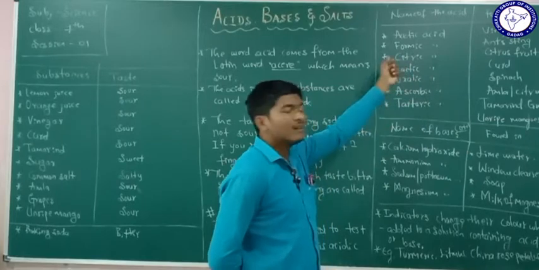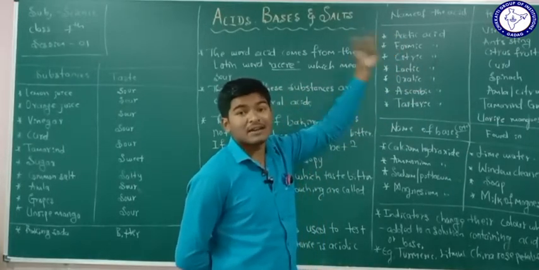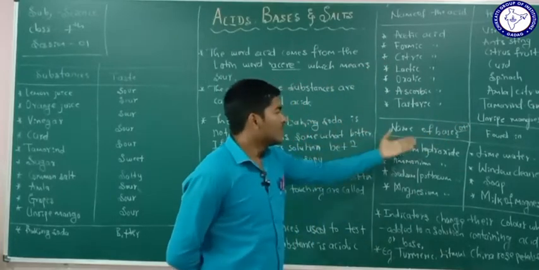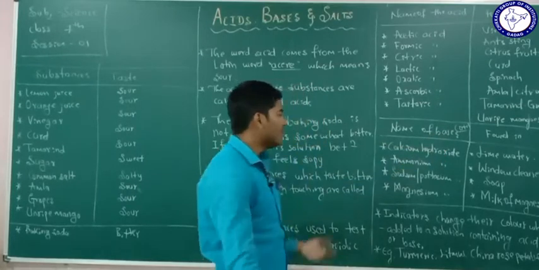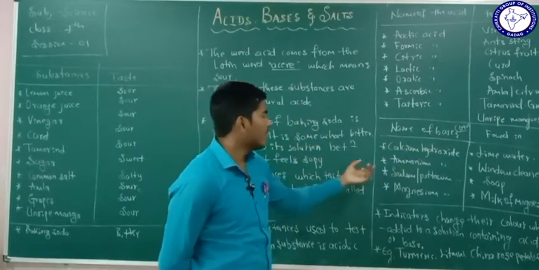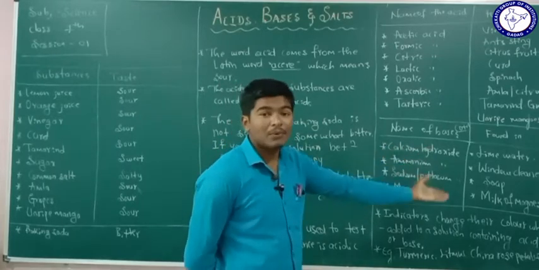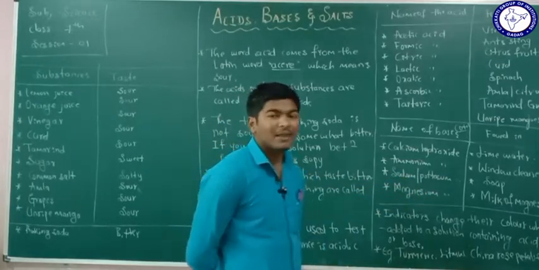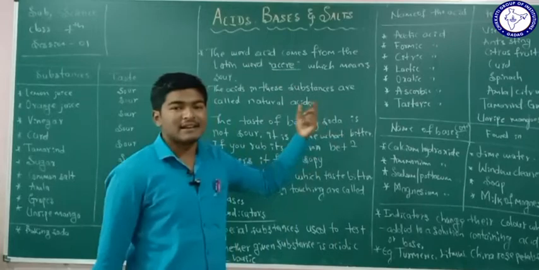So acids contain hydrogen ions. When a larger number of hydrogen ions are present, that will be considered an acid. So the bases contain a larger number of hydroxide ions. See the examples for the bases here: calcium hydroxide, ammonium hydroxide, sodium or potassium hydroxide, and milk of magnesia, that is magnesium hydroxide. These are all the examples for the acids and the bases.